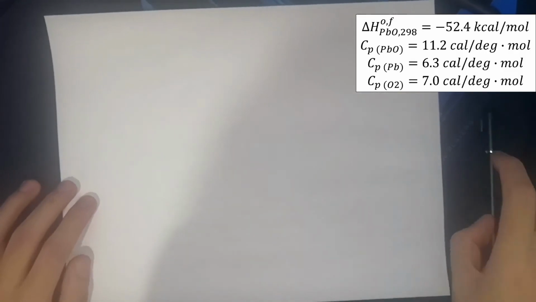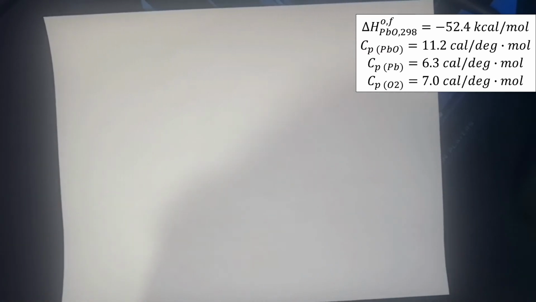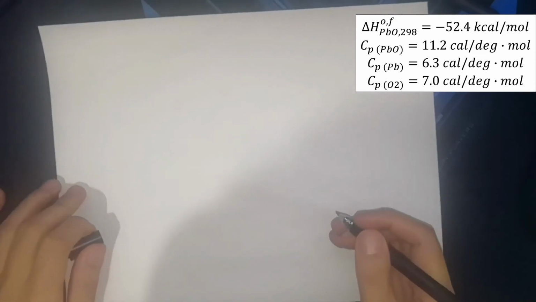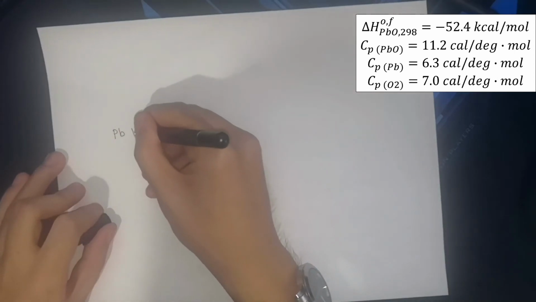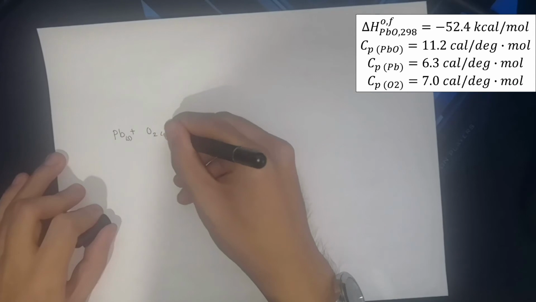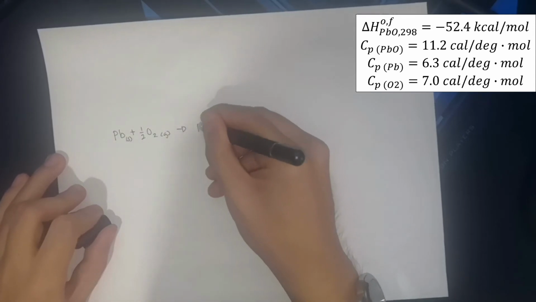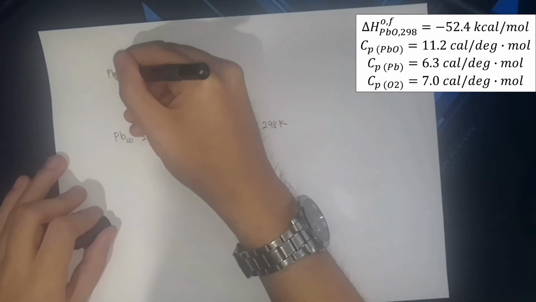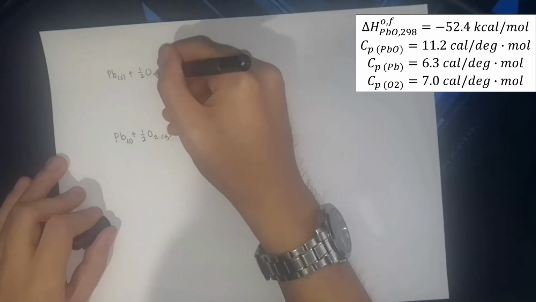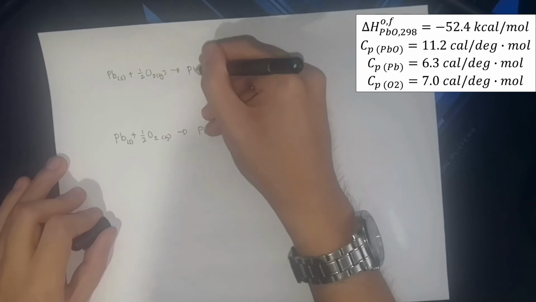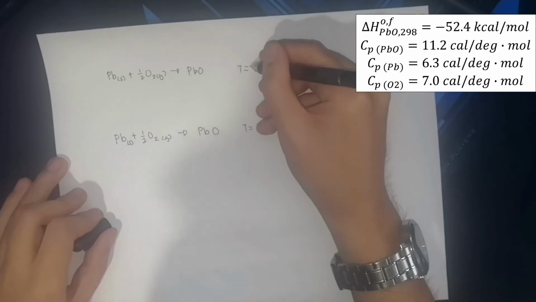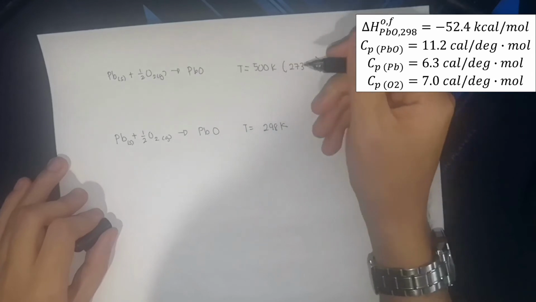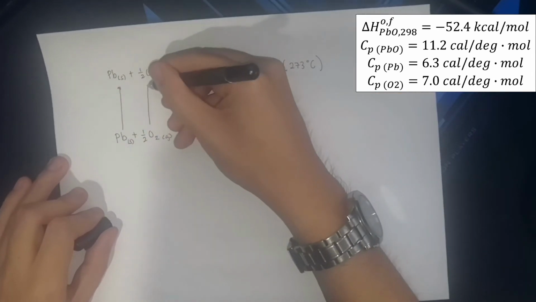So to solve this problem, we first set up our thermodynamic loop. So to set up the thermodynamic loop, we write our equation first. So we have Pb plus 1/2 O2 to form PbO. This is at a temperature of 298 Kelvin. We want to look at Pb solid plus 1/2 O2 gas to PbO at a temperature of 500 Kelvin. So this is 273 degrees Celsius. We are increasing the temperature for each of these components.